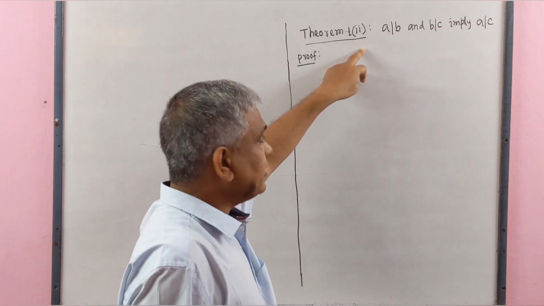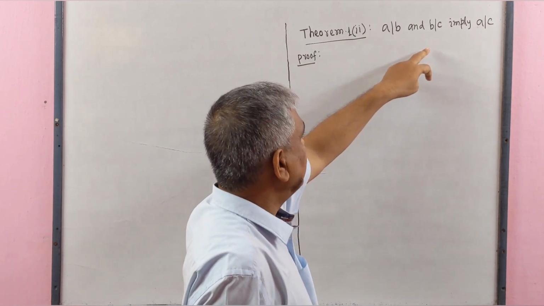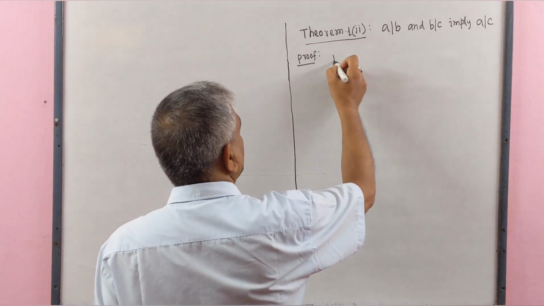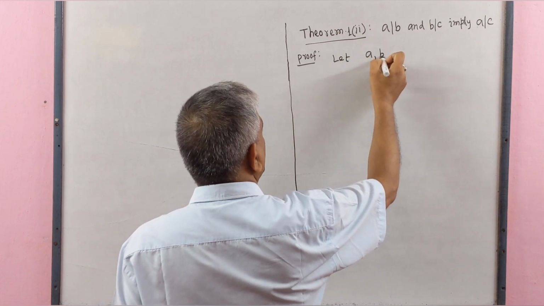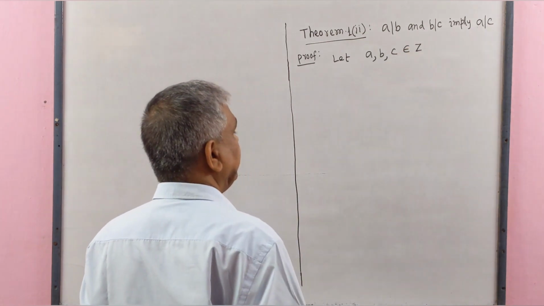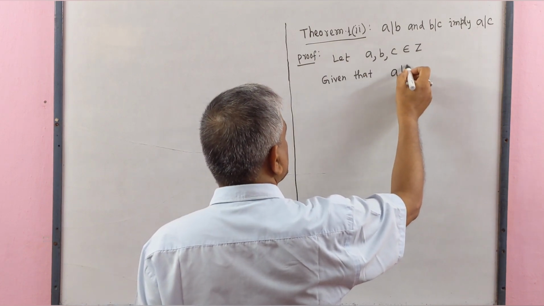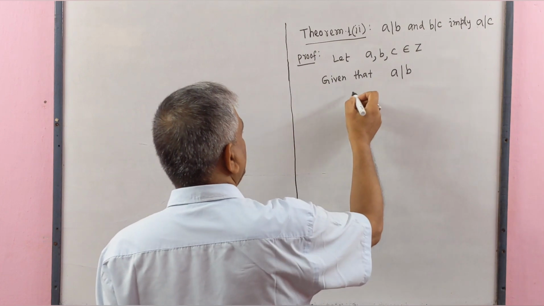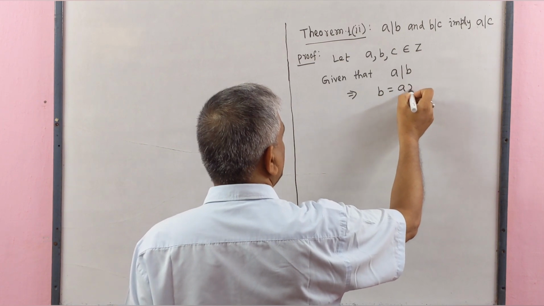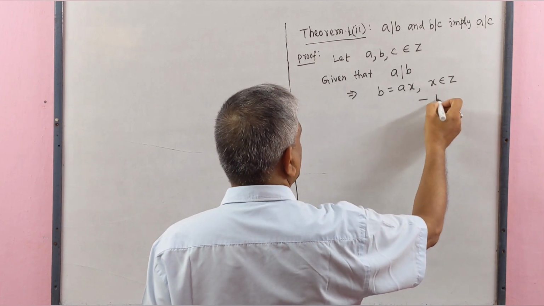Now we prove the next theorem. A divides B and B divides C imply A divides C. Let A, B, C belong to Z, Z be the set of integers. Given that A divides B, from the definition of divisibility, B equal to AX, X belongs to Z. Let this is number 1.